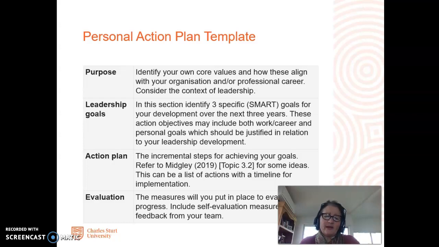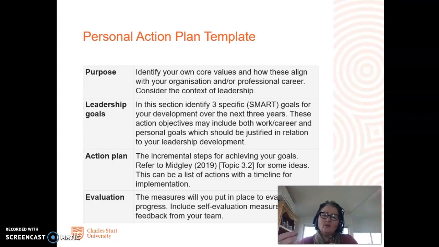And evaluation. So purpose, what are your core values and how do these align with your organisational professional career? Consider the context of leadership. What are the goals? These need to be 3 SMART specific goals for the next 3 years. The actions, the incremental steps to getting to this with a timeline, and evaluation. If you can't measure it, you can't improve it. So what evaluation measures are you going to put in place?